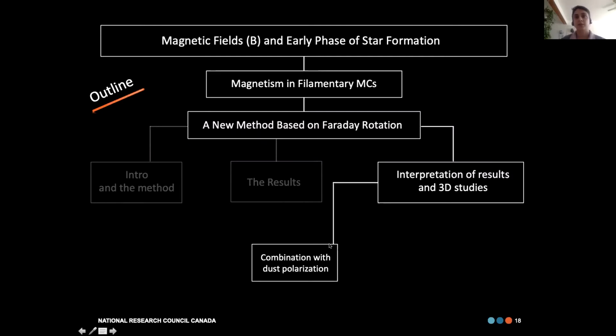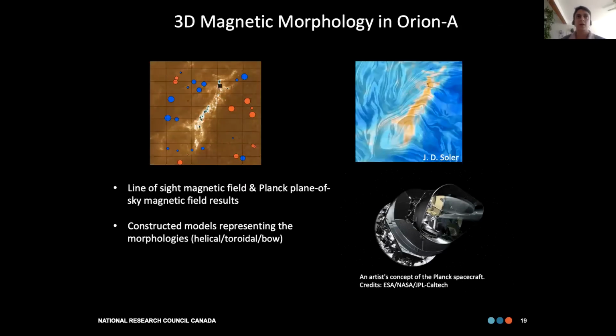which, as a first step, we decided to combine our results with the techniques that provide the plane of sky component of magnetic field, and more specifically with the dust polarization data. And for this purpose, we picked the Orion-A region. So for Orion-A, we had the line of sight magnetic field reversal: in the east side of the cloud, the magnetic fields are pointing toward us, and in the west side, they're pointing away from us. And we also have Planck observations by the Planck spacecraft that provide the plane of sky component of magnetic field.